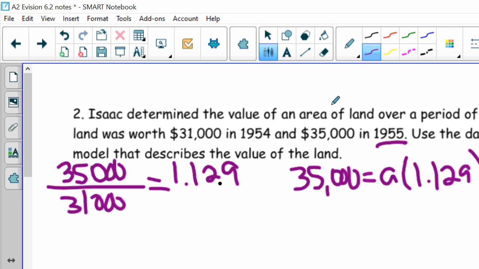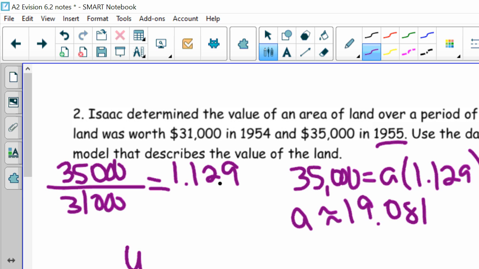So if we solve that, we get that A is approximately 19,081. So then we could say that our model is y equals 19,081 times 1.129 to the x power. And that would give us a nice model to determine how much the land is going to be worth in any year since 1950. And that's where we're going to stop for today.